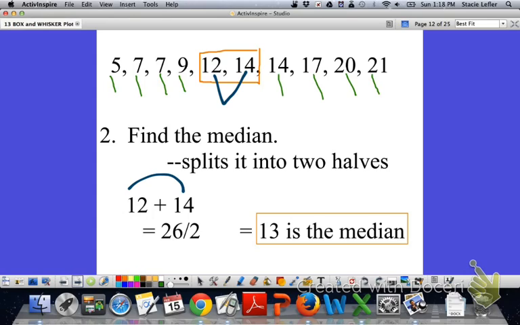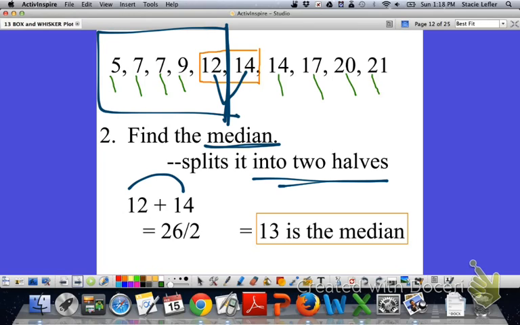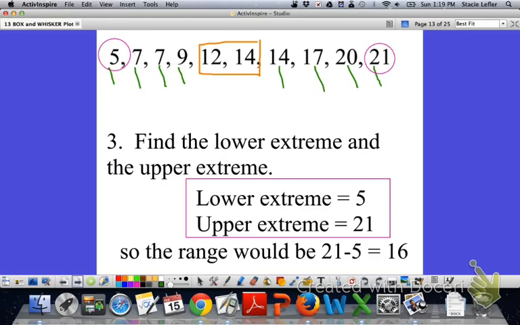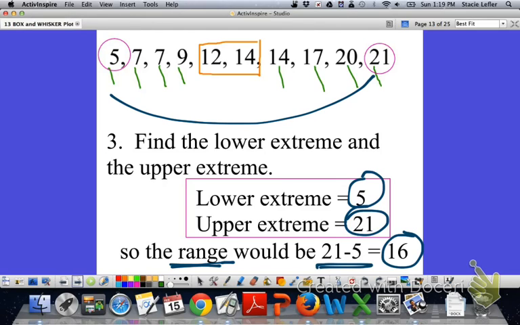And remember that the median splits our data into 2 halves. Right here we could split it, and we have half the data in the lower half and half the data in the upper half. So you can quickly find the lower extreme, which is the smallest, and the upper extreme, which is the greatest data in your set. And the range would be then to find the difference between them. So 21 take away 5 is 16. So there's a range of numbers in our data set of 16.